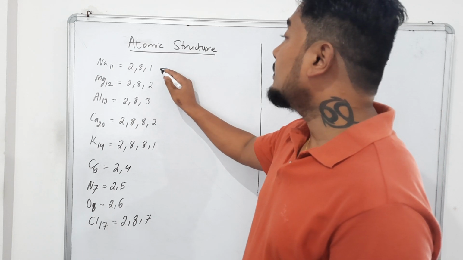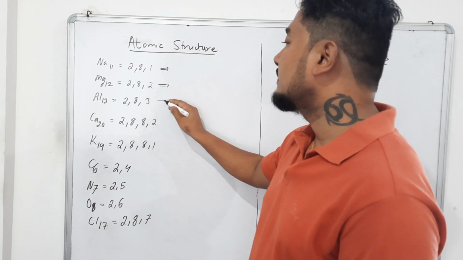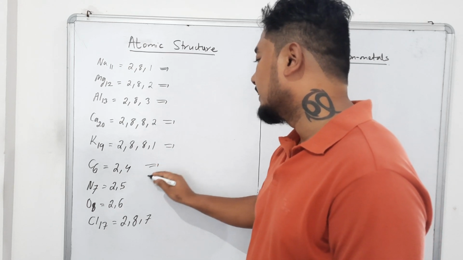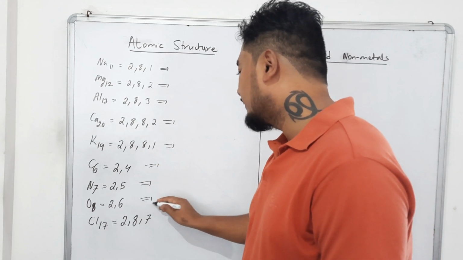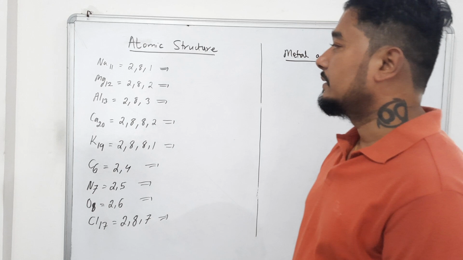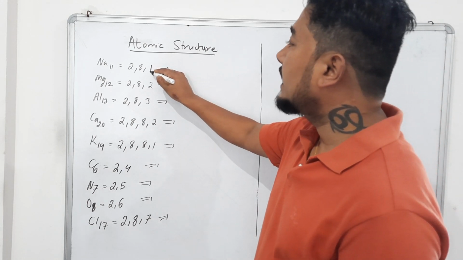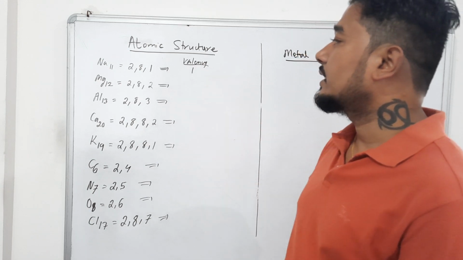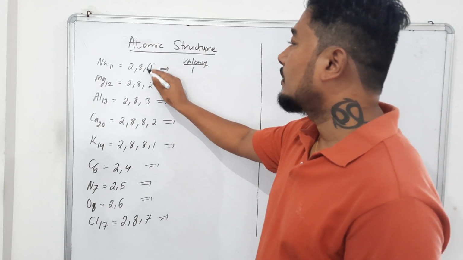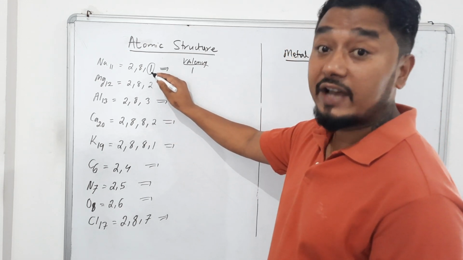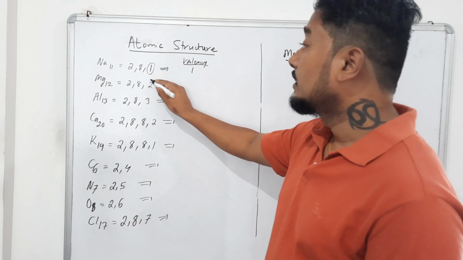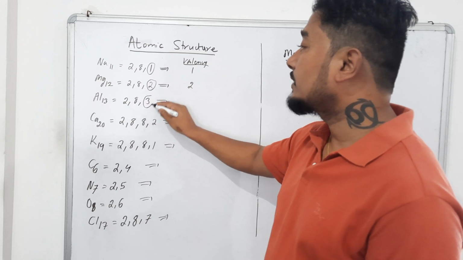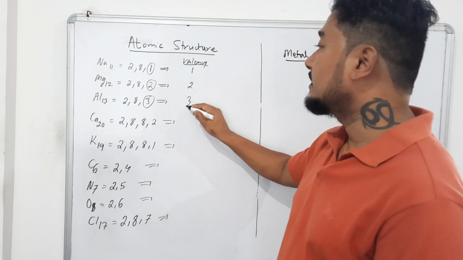Now, after this you can even find the valencies of all these elements. Those who have 1 electron in the outermost shell, their valency is 1. 2 electrons in the outermost shell means valency is 2. 3 electrons in the outermost shell means valency is 3.